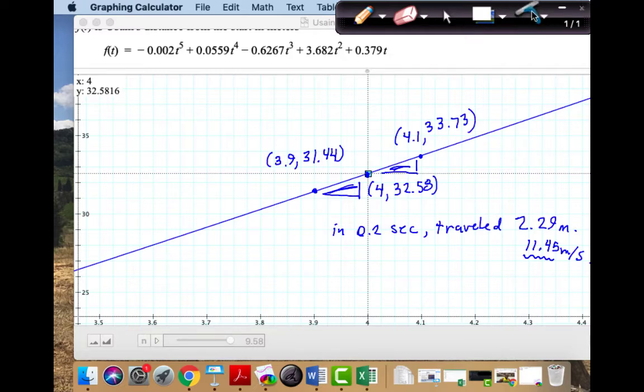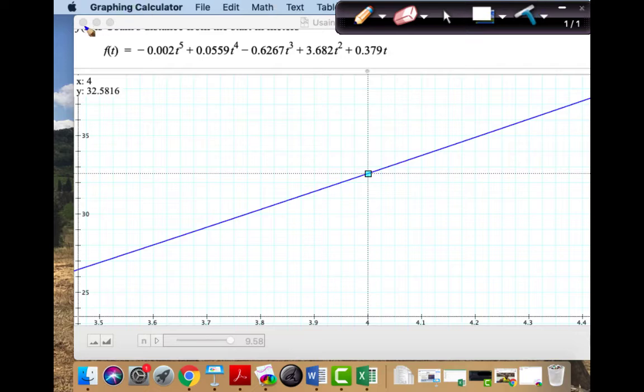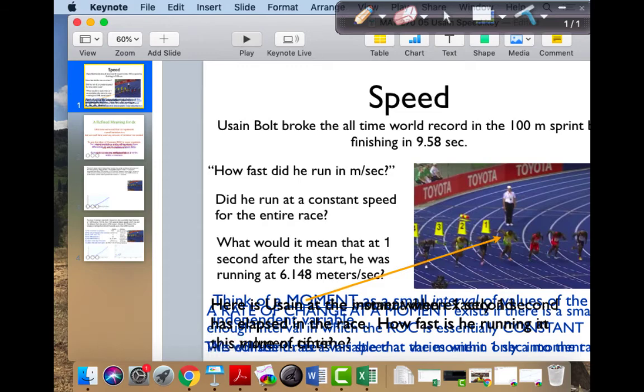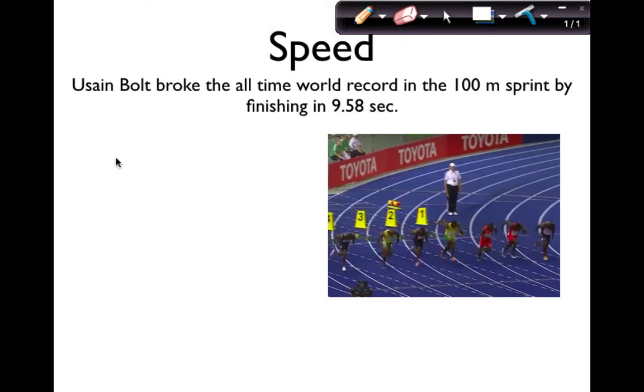So in any case, let's talk about some other aspects of measuring change in small amounts of time. Let's see, this one. All right, so here's the race we were just watching.